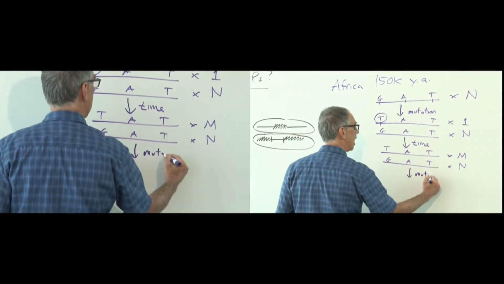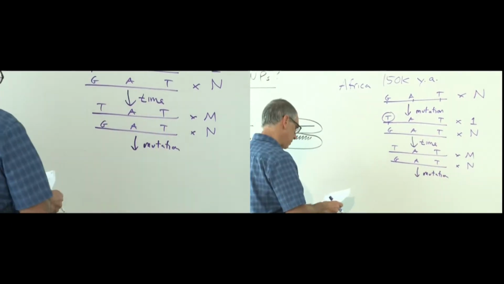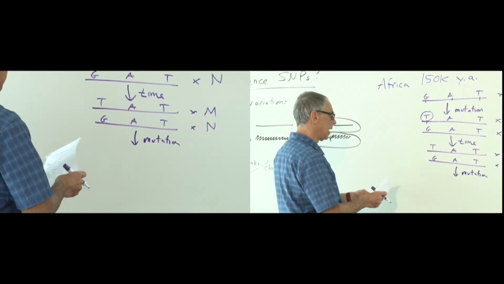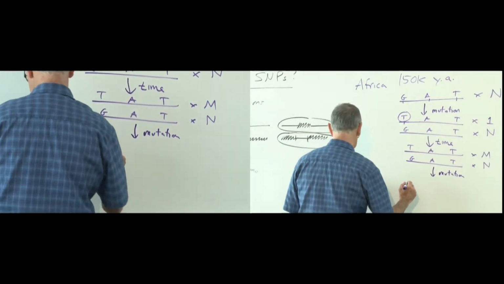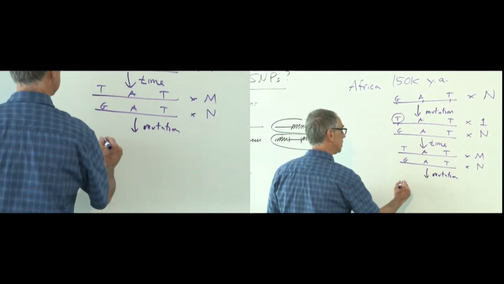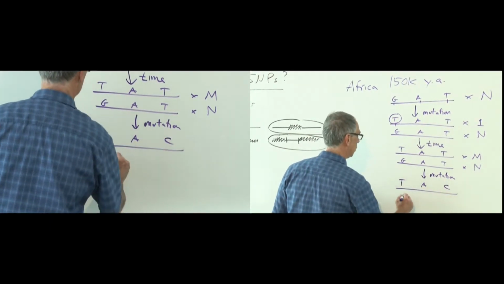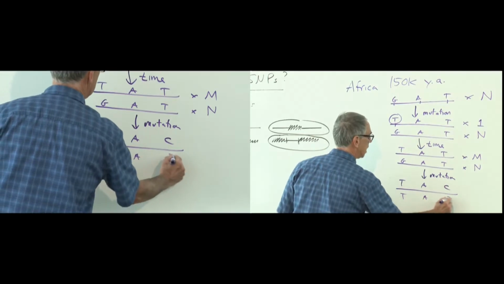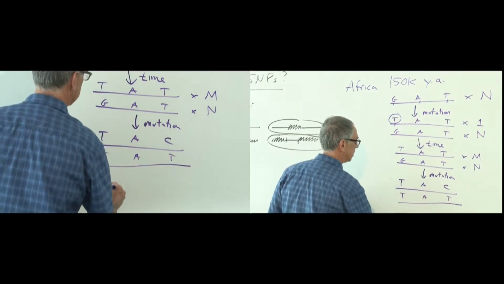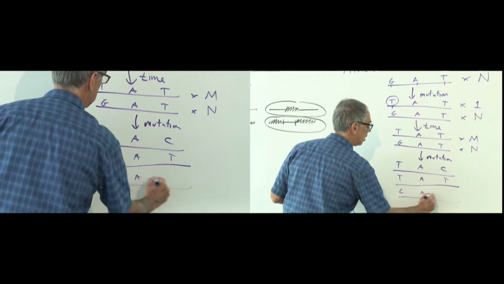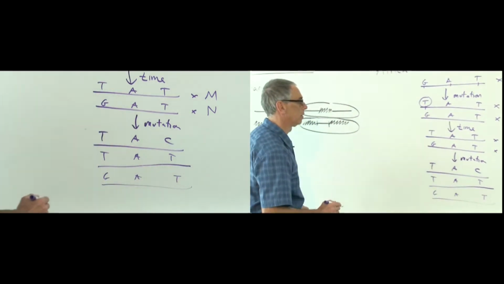So another mutation happens. I just want to make sure I get it right. In the third one, it's a TAC. And then, of course, you still have TAT, and you still have GAT. So let me just bring you up to speed about what's going on here.